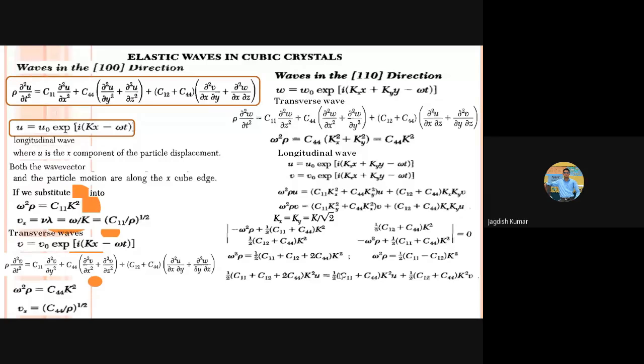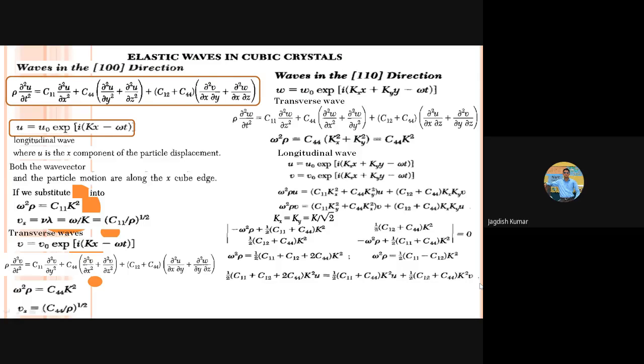Yeah, just a minute. Half C11 plus... Sir, taking kx equal to ky equal to k by root 2. Oh yes, yes. Because the displacement u in x and v in y direction are the same. Fine, fine. We have to substitute these and then you will get the things correct. Yes, thank you. So by doing this, you will get this equation.